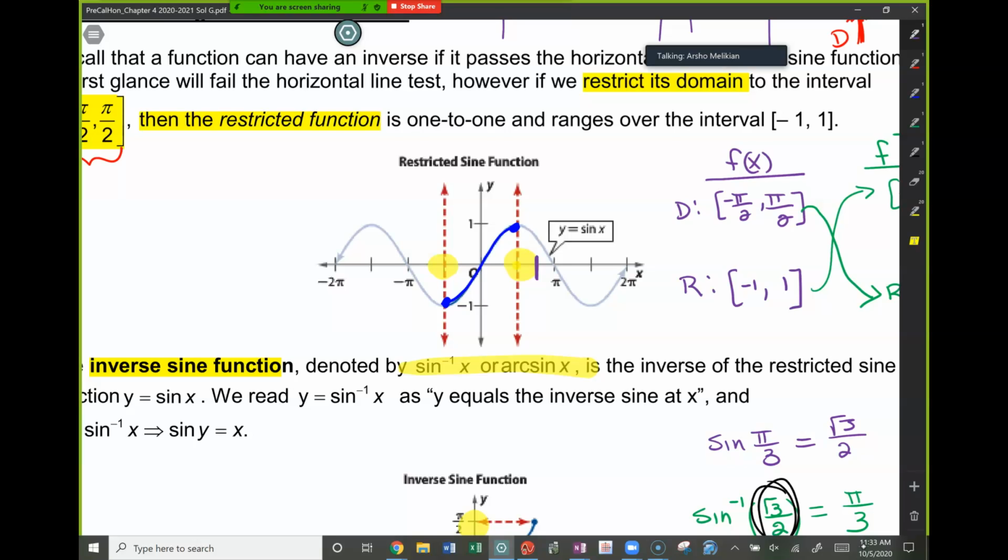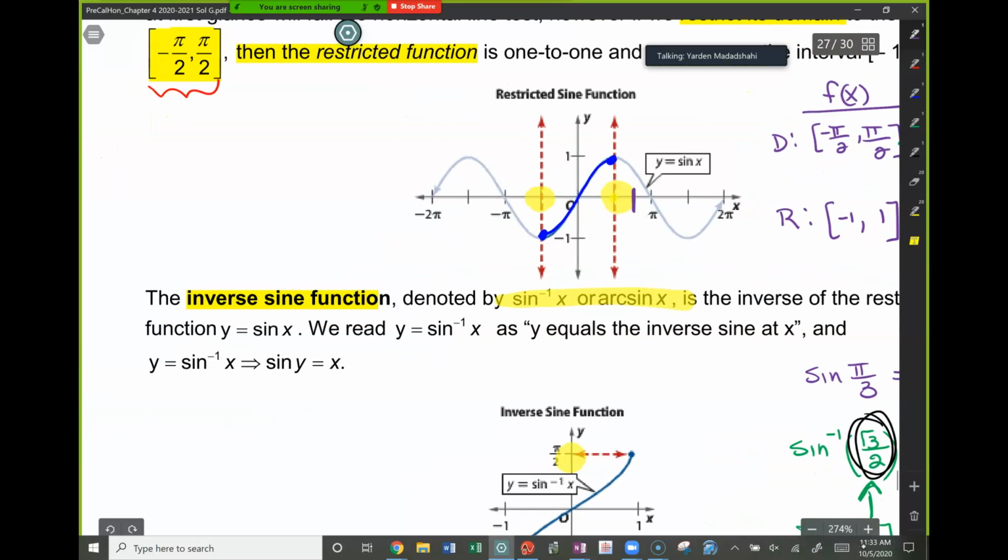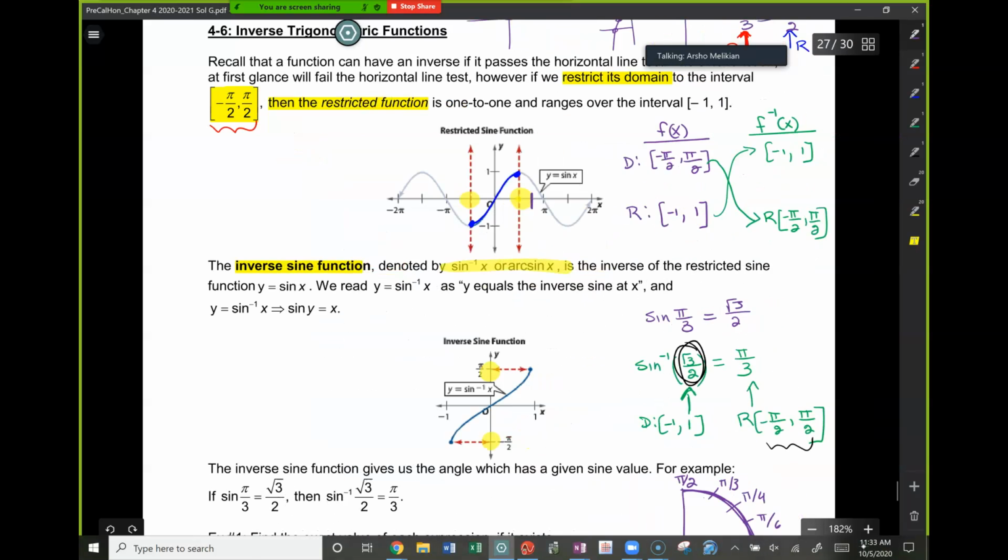Yarden, did you have a question? Yeah, I was just wondering, are you basically just asking yourself, like for A, when the sine equals root 2 over 2? It's exactly what you're asking.